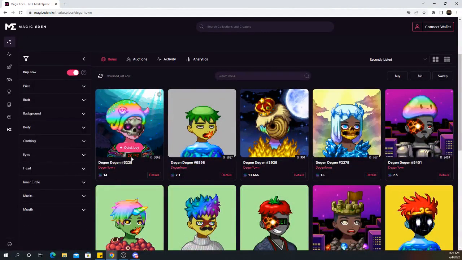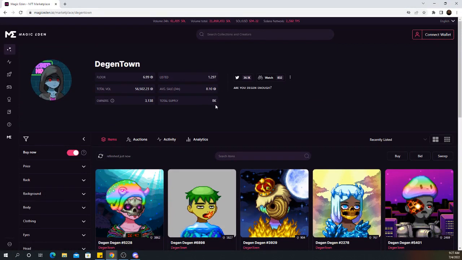Those 8,000 tokens were sent to Magic Eden, and now any of those 8,000 tokens that come to Magic Eden, they know those are part of Degentown. So if someone wants to list one, it gets listed here. Essentially, the way you know that you're buying the right token is because the team has sent the list of tokens to the secondary markets.